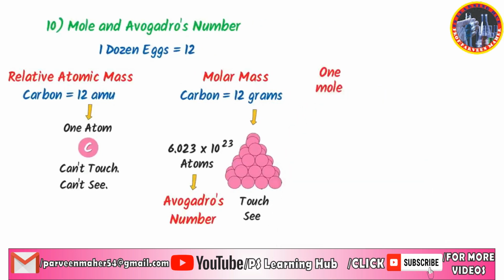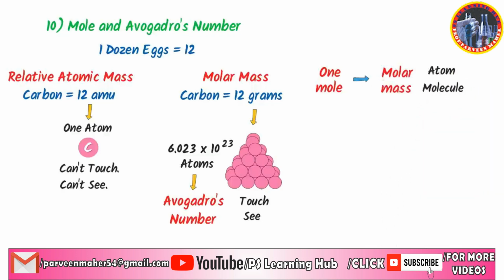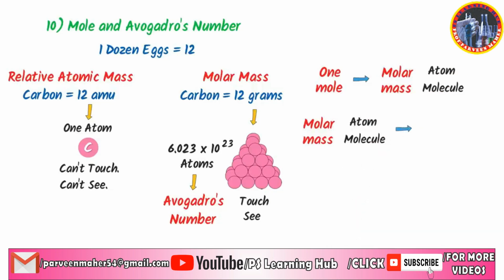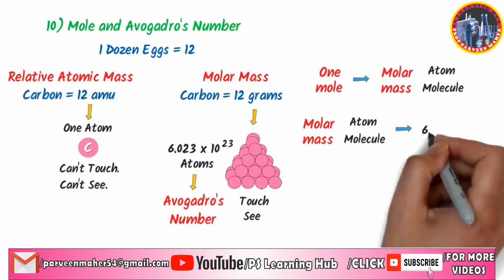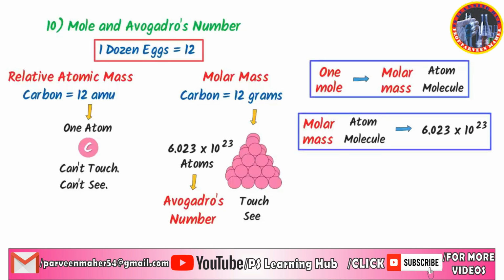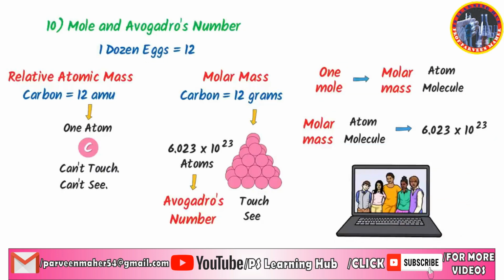Now listen carefully. 1 mole is always equal to molar mass of an atom, molecule or formula unit. Also we know that molar mass of any atom like carbon, molar mass of any molecule and molar mass of any formula unit contains 6.023 × 10^23 particles. So remember that 1 dozen of anything is always equal to 12. 1 mole or molar mass of any atom, molecule or formula unit contains 6.023 × 10^23 particles. If you want to learn more about mole concept and Avogadro's number, we have already uploaded a very dedicated video and its link is given in the description.